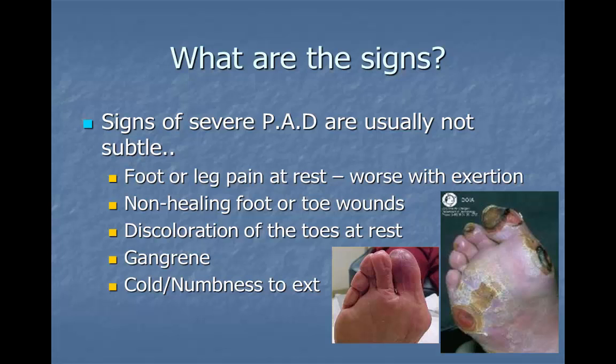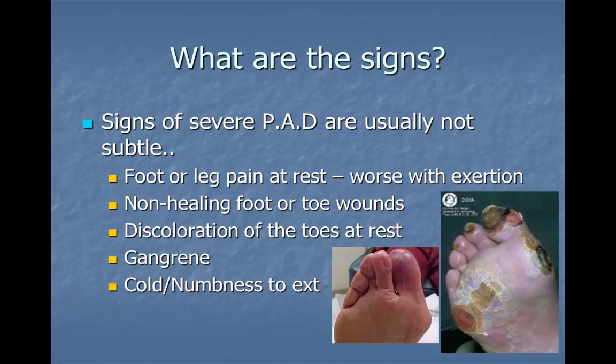developing wet gangrene, and even progressively complicating with cellulitis. The level of arterial occlusion influences the location of symptoms. For example, if the patient has peripheral artery disease in the aortoiliac area, it may cause buttock pain or thigh pain or calf claudication.